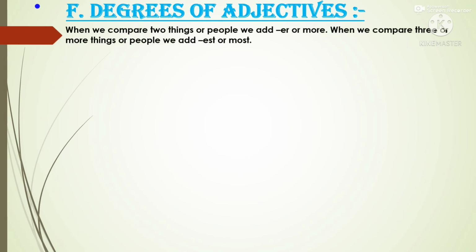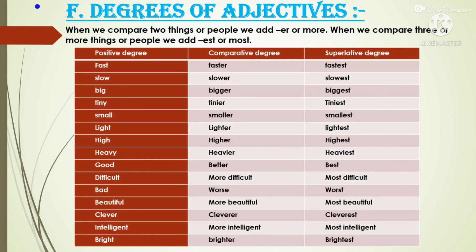Then degrees of adjectives. When we compare two things or people, we add er or more. If the word is of one syllable, then we add er. If the word is of more than one syllable, then we use more. When we compare three or more things or people, we add est or most. When you compare between or among more than two things or people, we use the superlative degree. You can see here the chart: positive, comparative, superlative.